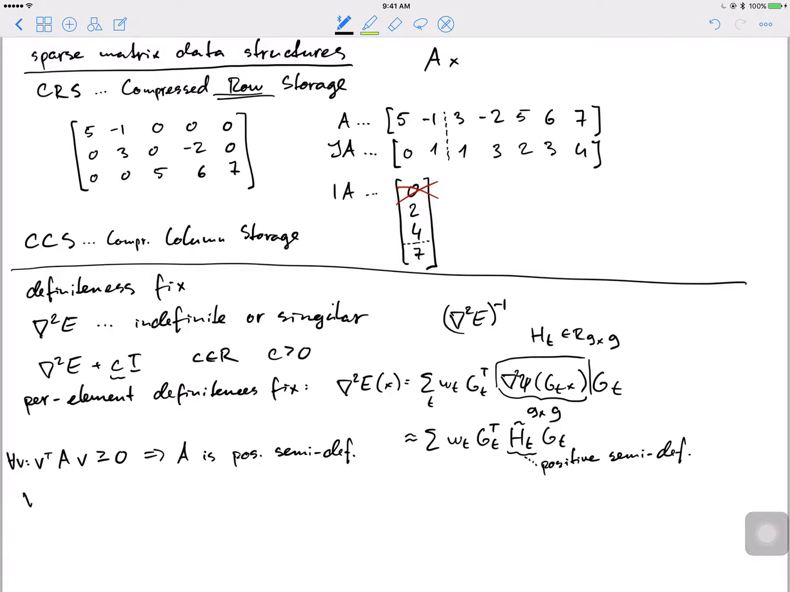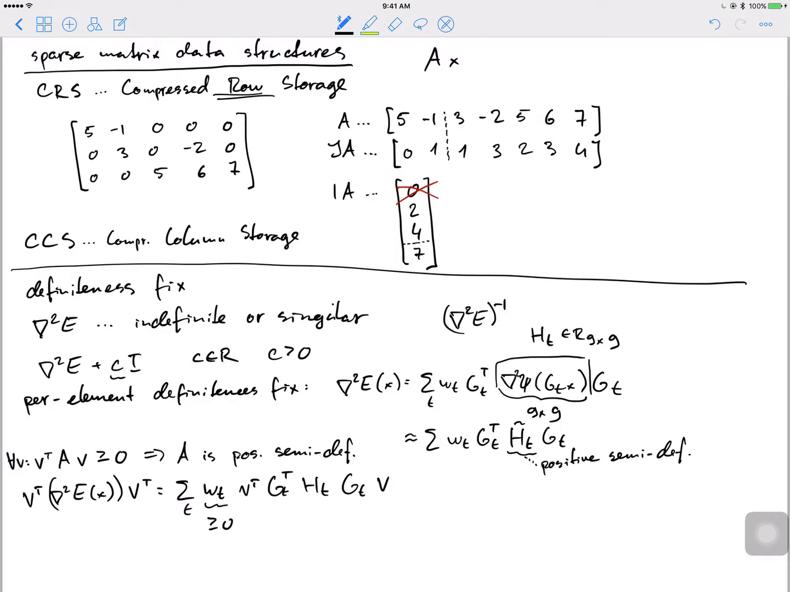Okay, so if we do this test on the Hessian, if we do the V transpose, where V is some arbitrary vector, okay, that's for every V in R^3n, then we get this. And then we can write as the sum of the WTs, right? And there is GT transpose. Here is the Hessian matrix. Now there is GT and V, okay? Now these things, they have to be non-negative, right? Those are the rest-pose volumes of the tets. The volume cannot be negative.